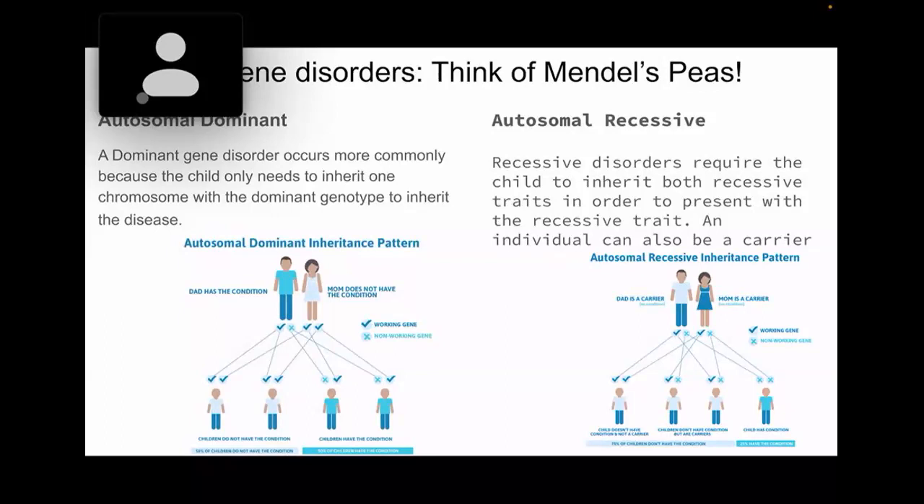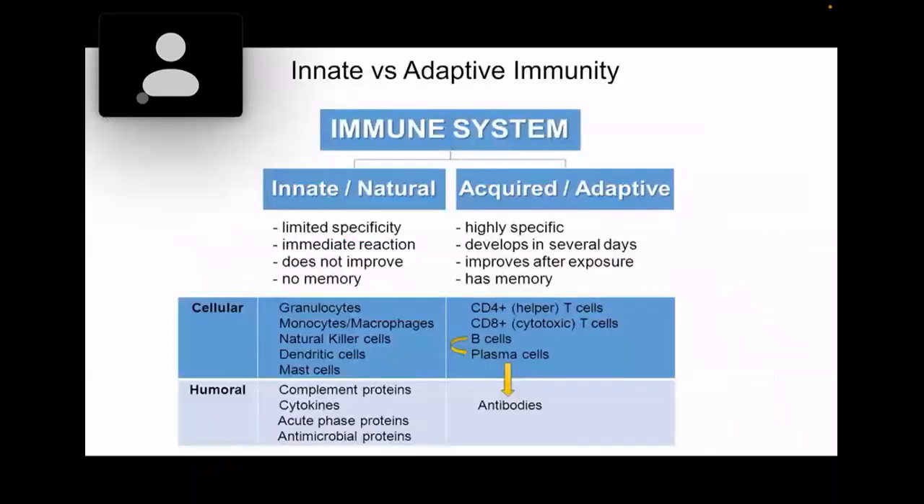As you can see, if the dad has the condition but the mom does not, you have a 50% chance of inheriting that condition. However, in autosomal recessive, you need both, for example, little r's to present this trait. With an autosomal recessive disorder, it's not common to present, but it's very common to be a carrier.